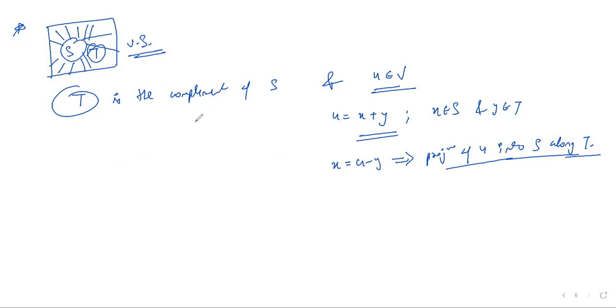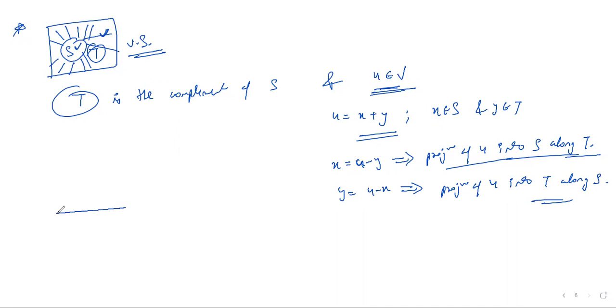So what are we doing? This is the vector space, this is the subspace S, and T is its complement. Then there is a vector u which belongs to this vector space V. We can write u equals x plus y, where x belongs to the subspace S and y belongs to its complement T. Then x equals u minus y is the projection of u into S along T, and y equals u minus x is the projection of u into T along S.